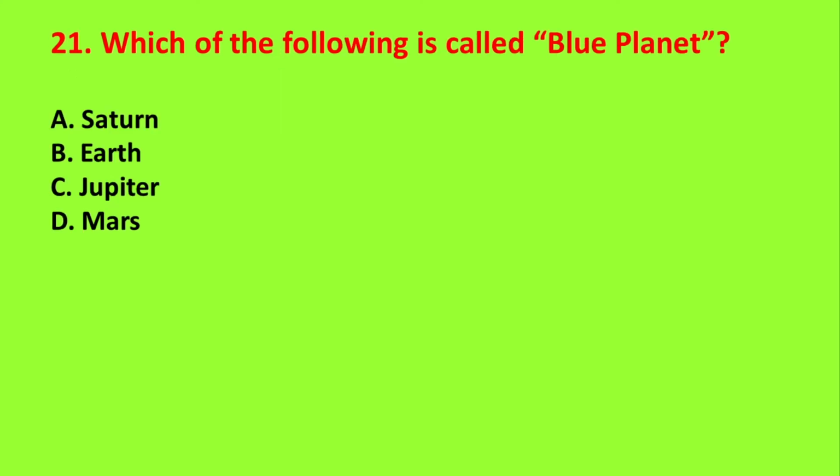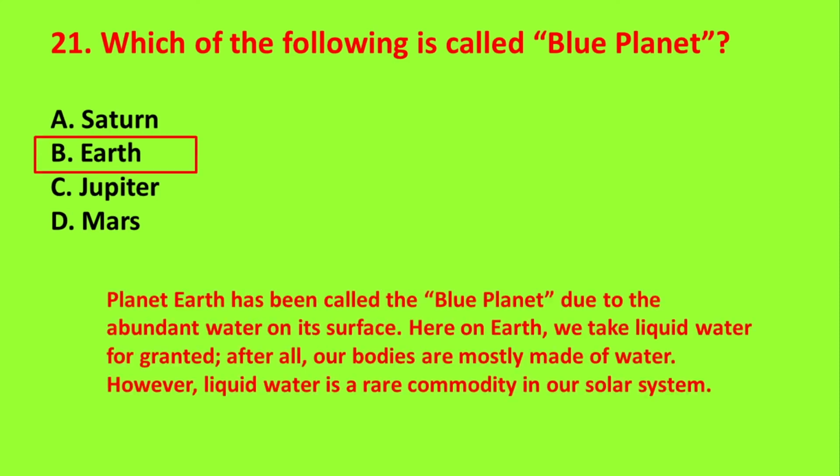Question number 21. Which of the following is called the blue planet? A. Saturn, B. Earth, C. Jupiter, D. Mars. The correct option is option B. Earth. And for your kind information, planet Earth has been called the blue planet due to the abundant water on its surface. Here on Earth, we take liquid water for granted. After all, our bodies are mostly made of water. However, liquid water is a rare commodity in our solar system.